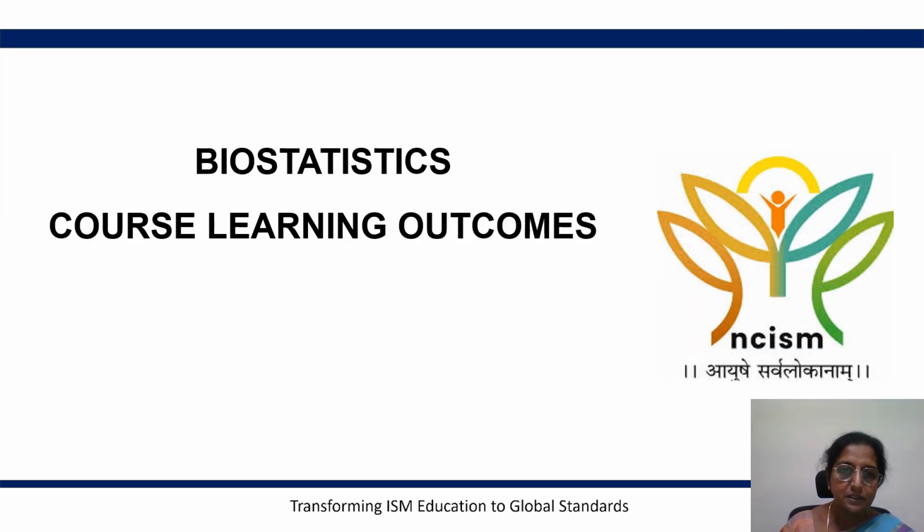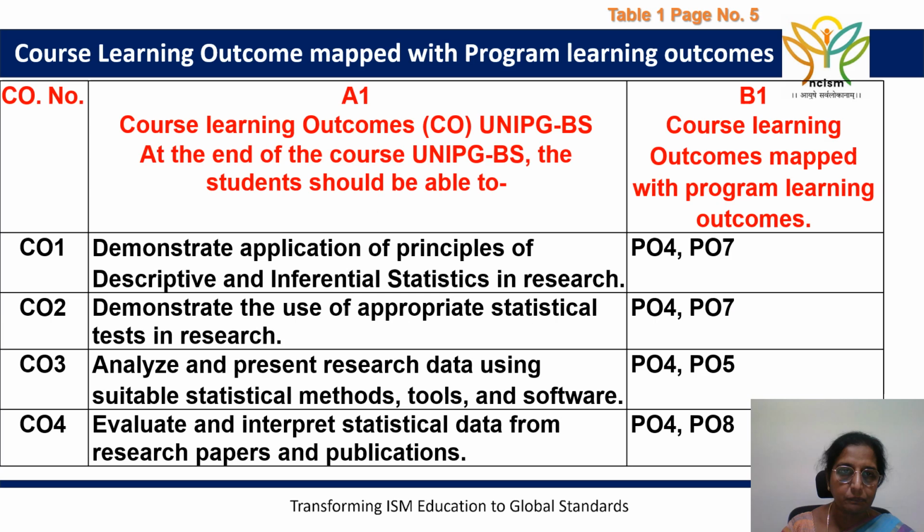Coming to biostatistics course learning outcomes. So this is a view of table 1 from page number 5. Here you can see course learning outcome mapped with program learning outcome. So the first column represents the course learning outcome number. A1 column shows at the end of the course, the student should be able to perform the following tasks. Coming to B1 column, course learning outcomes are mapped with program learning outcomes.